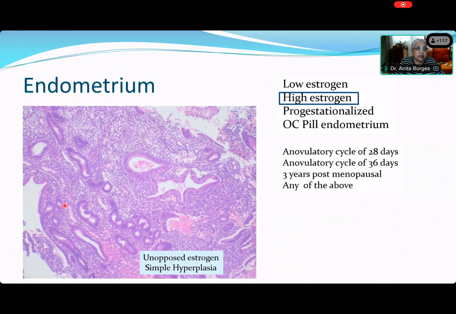Okay, now tell me, Simi: anovulatory cycle of 28 days, anovulatory cycle of 36 days, 3 years post-menopausal, or any of the above. It could be any of the above. Yeah, why could it be any of the above? And you're absolutely right. Why? All three conditions have a high amount of estrogen. All of them have, yes.